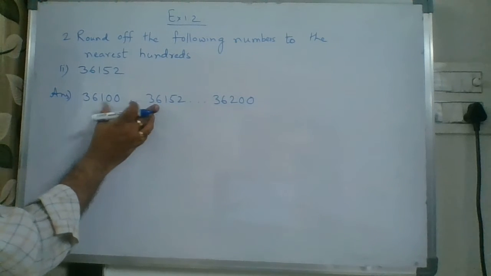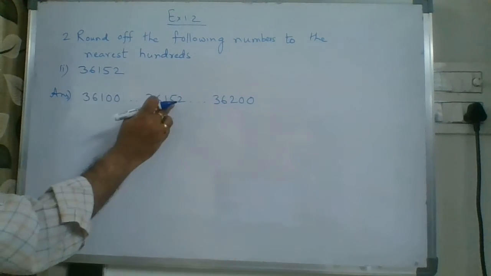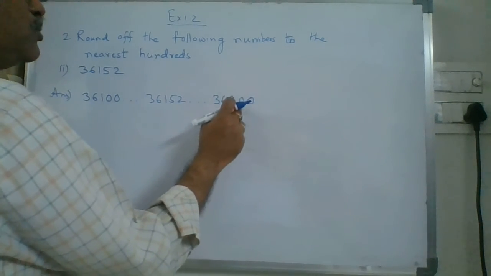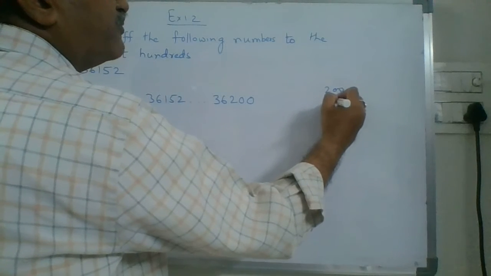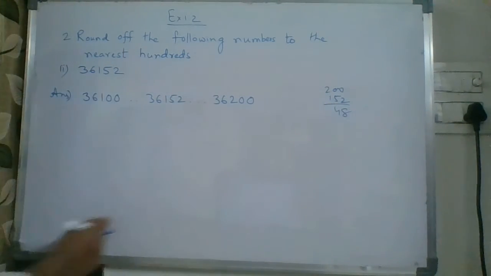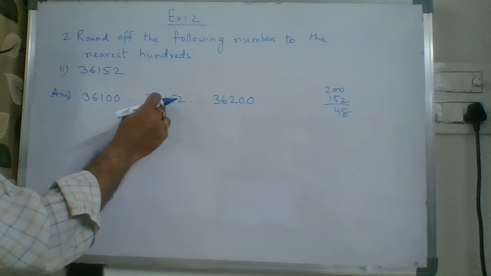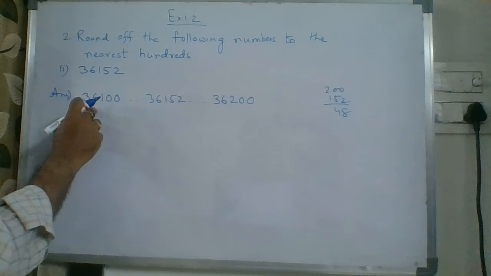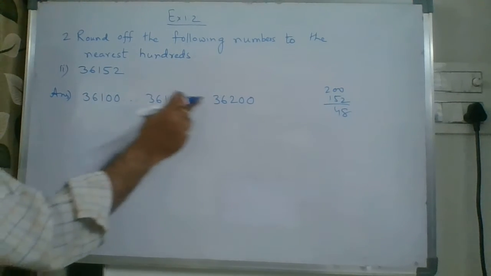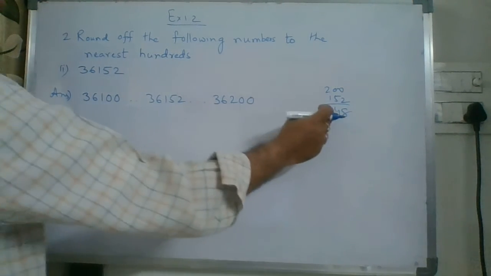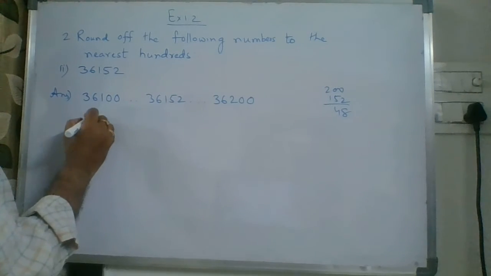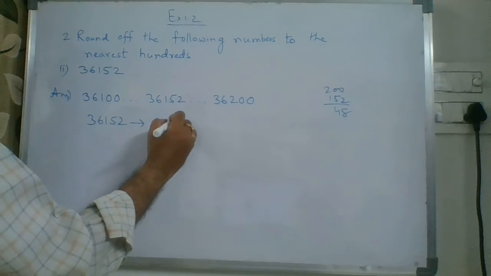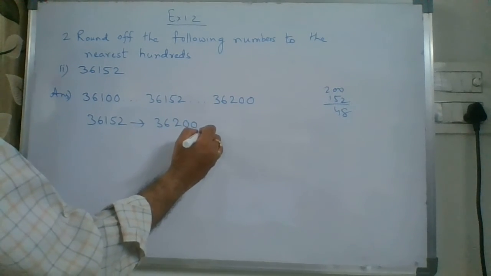The difference between these two is 152 and this is 100. No, the difference is 52. And what about this? The difference between 200 and 152 means it is 48. So which is nearer to 36,152? This one or this one? It is this one, isn't it? It is 48. Therefore, 36,152 is rounded to 36,200. Okay.